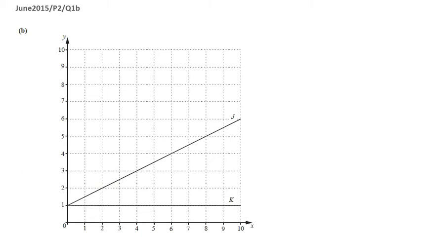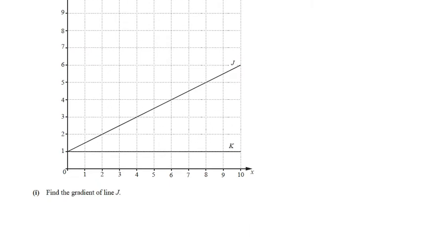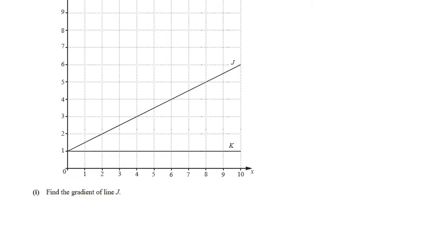Okay, here we have another question of coordinate geometry from June 2015, paper 2, question 1b. Here the graph is given, and on the graph we are having two lines. One is line J and the other one is line K. Now let's see what they are asking. In the first part they are saying find the gradient of the line J.